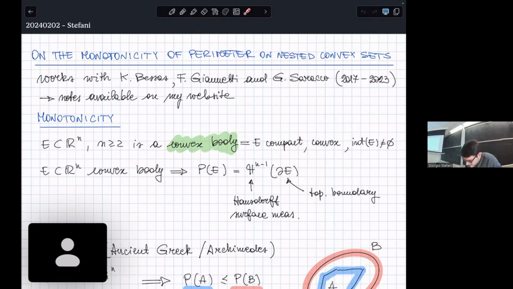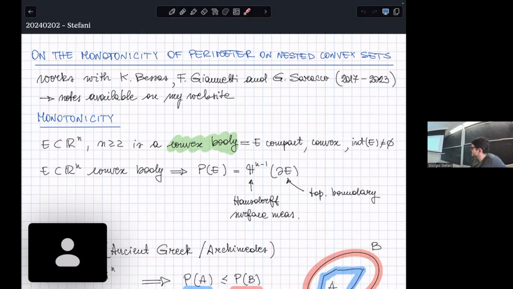Let's see if the pointer works. Yes. This is a collaboration, some works in collaboration with Konstantinos Bessas, now postdoc in Pavia, Flavia Giannetti, professor in Naples, and Giorgio Saracco, now at TDB in Florence.